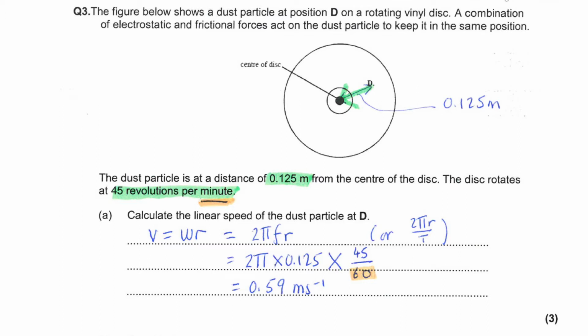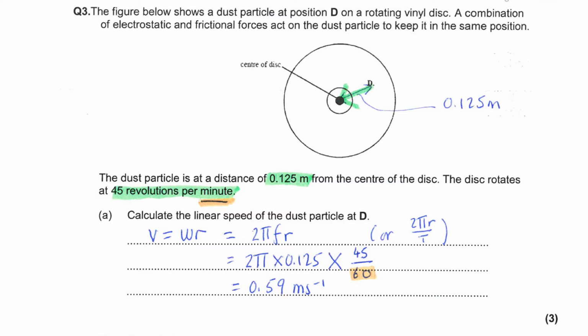Calculate the linear speed. You can do this straightforwardly using the equation v equals omega r, where omega equals 2 pi f. In that case, you substitute 0.125 for the radius, and for the frequency you just need to be a bit careful here. You had 45 revolutions per minute, so to express that in hertz, that would be 45 revolutions in 60 seconds. So just be careful to match your units. That leads to an answer of 0.59 meters per second.